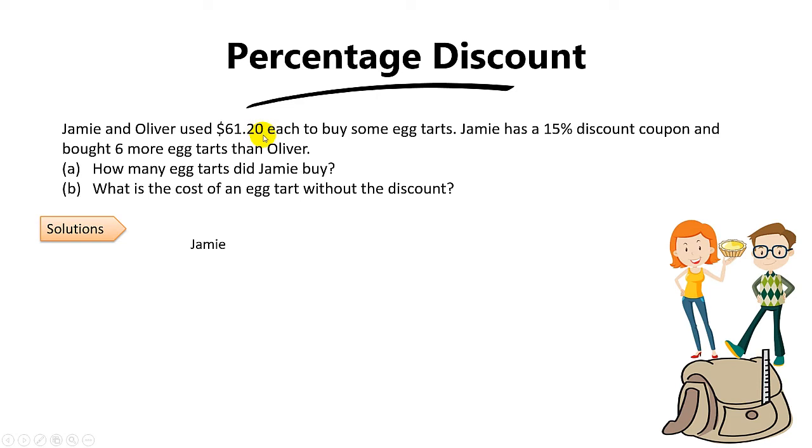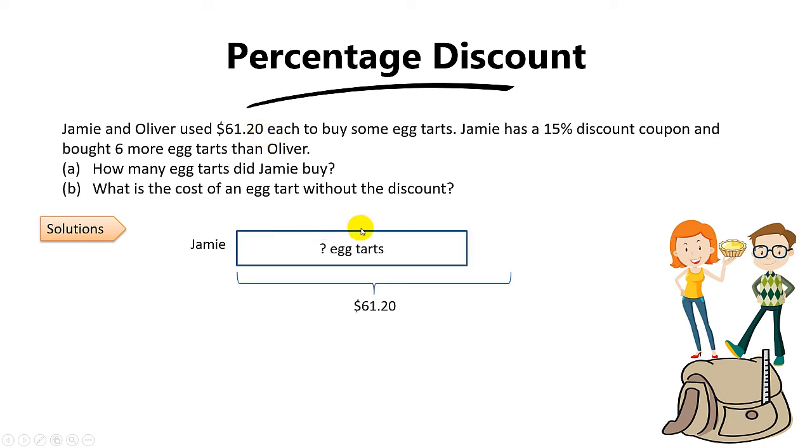So to help us understand the question, let's draw a model. Jamie in total has $61.20. We do not know how many egg tarts she buys, but we know that with the 15% discount coupon, she's able to buy 6 more egg tarts. Can you understand? So this whole model stands for 100%, and with the 15% discount that she gets, she's able to buy 6 more egg tarts. And in total, she spent $61.20.